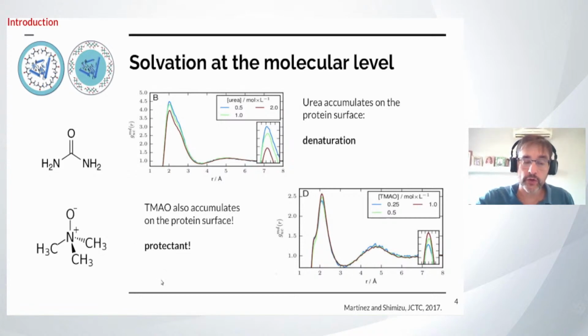Thus, when we compute the minimum distance distribution function of TMAO relative to the surface of the protein, what we obtain is something that qualitatively is not that dissimilar from what we obtain with urea. We do see that TMAO accumulates on the surface of the protein, forming specific interactions, both hydrogen bonds and non-specific interactions through the methyl groups of TMAO.